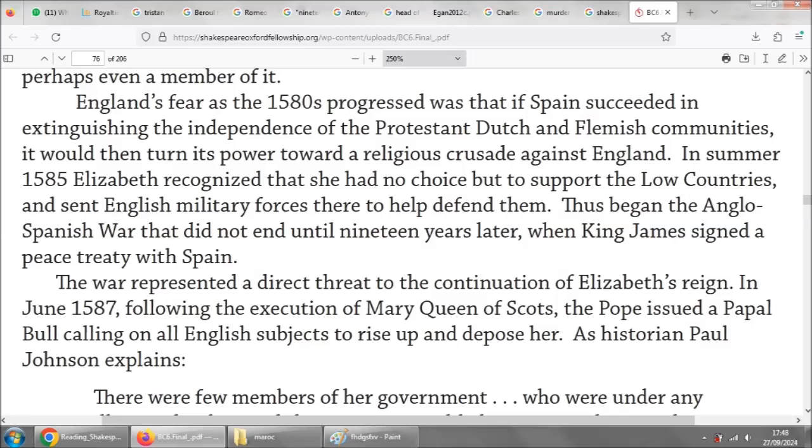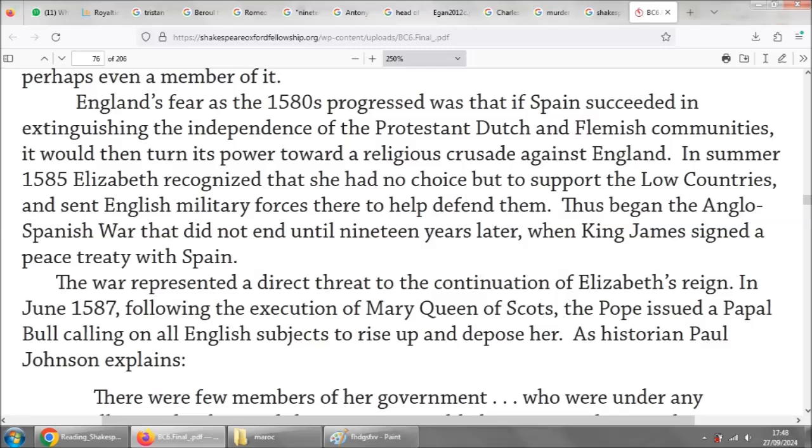The war represented a direct threat to the continuation of Elizabeth's reign. In June 1587, following the execution of Mary, Queen of Scots, the Pope issued a papal bull calling on all English subjects to rise up and depose her.